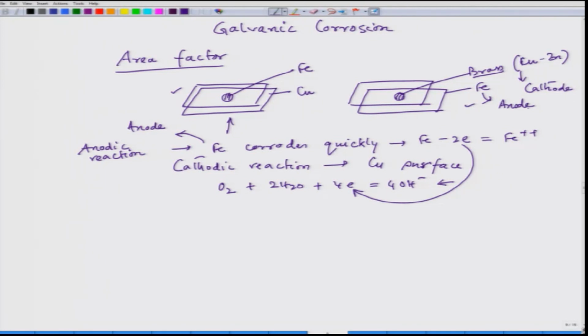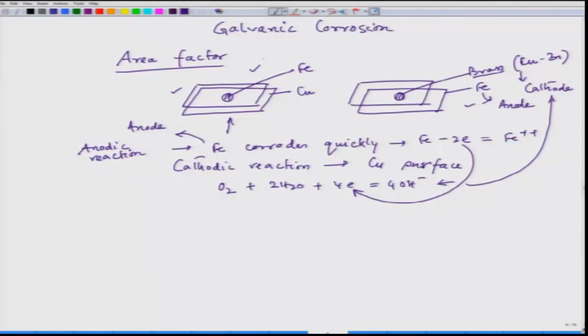Now, the same cathodic reaction would take place on the cathode surface, which is basically the brass surface, and iron dissolution would take place on the anode surface. And since the cathodic area is small, the number of cathodic reactions would be small, of course. So, in order to supply the electrons for the cathodic reaction, the total amount of iron dissolution would be less as compared to the other situation. So, the loosening effect would be hindered.